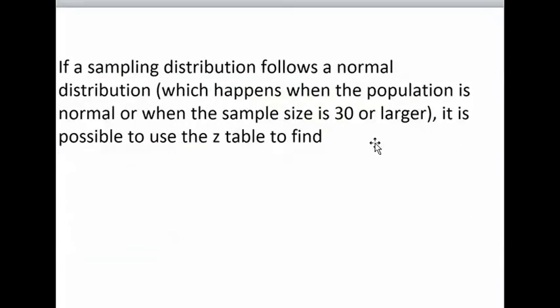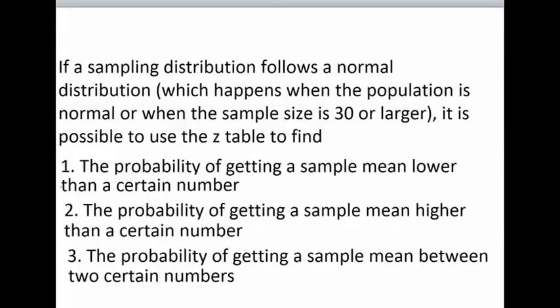Now we'll move into some questions in which we actually use the z-score of a sample to find the probability of getting a certain sample mean. If a sampling distribution follows a normal distribution, meaning it has a normal curve, or at least a roughly normal curve, then it's possible to use the z-score of a sample to find the probability of getting a sample mean lower than a certain number, the probability of getting a sample mean higher than a certain number, or the probability of getting a sample mean between two certain numbers. We'll go through an example of each type of question.